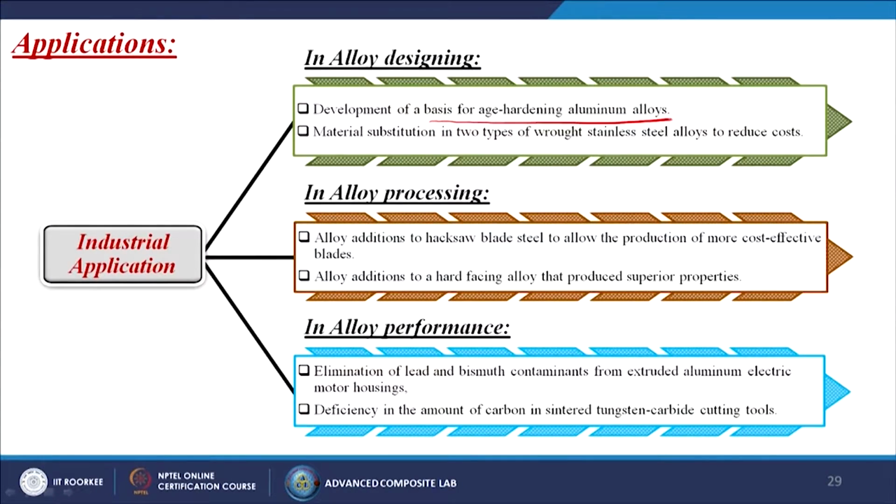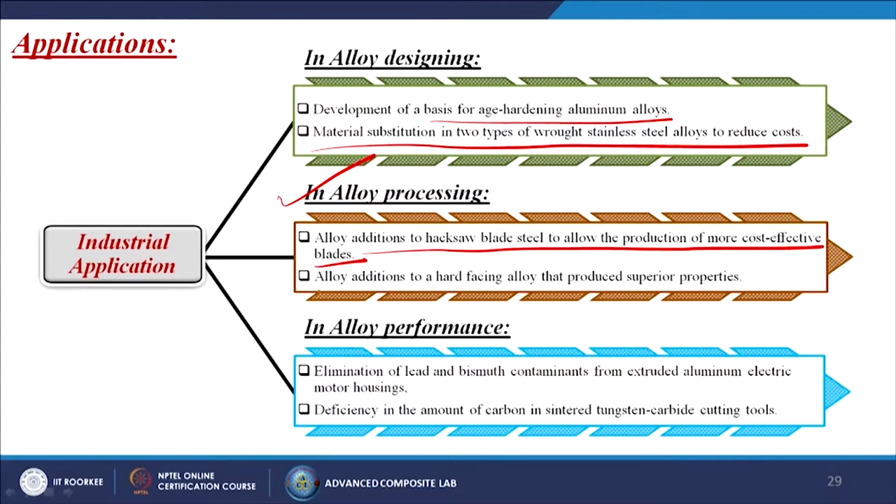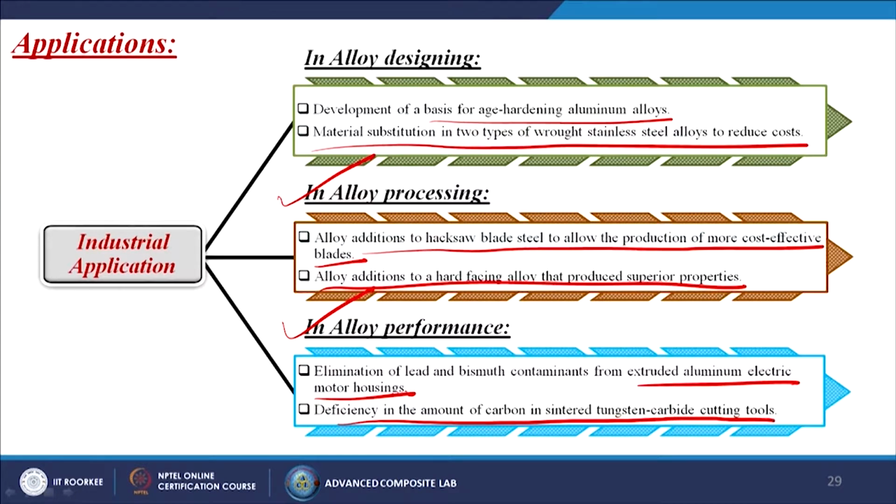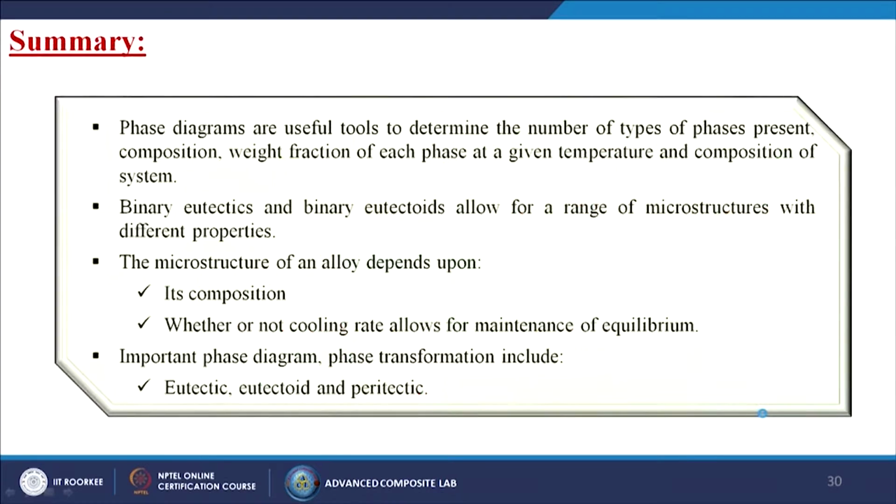Generally there are several types of industrial applications in alloy designing. Development of a basis for age hardening aluminum alloys, material substitutions in two types of wrought stainless steel alloys to reduce cost. In alloy processing, alloy additions of hacksaw blade steel to allow the production of more cost effective blades. Alloy additions to a hard facing alloy that produce superior properties. In alloy performance, estimation of lead and bismuth contaminants from extruded aluminum electric motor housings, deficiency in the amount of carbon in sintered tungsten carbide cutting tools. So, there are several types of applications.